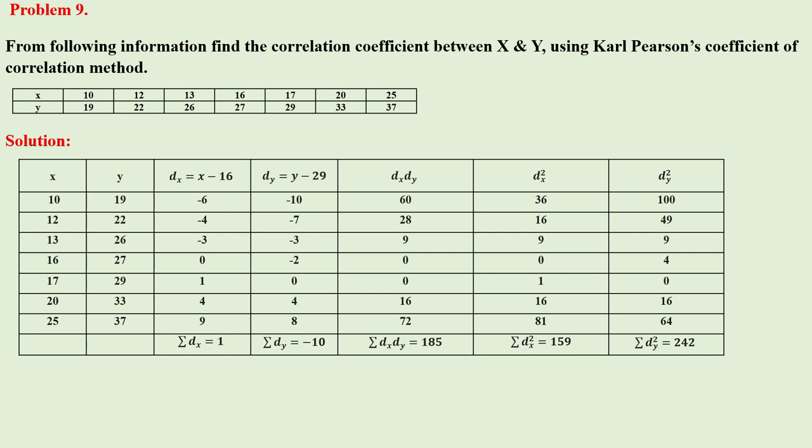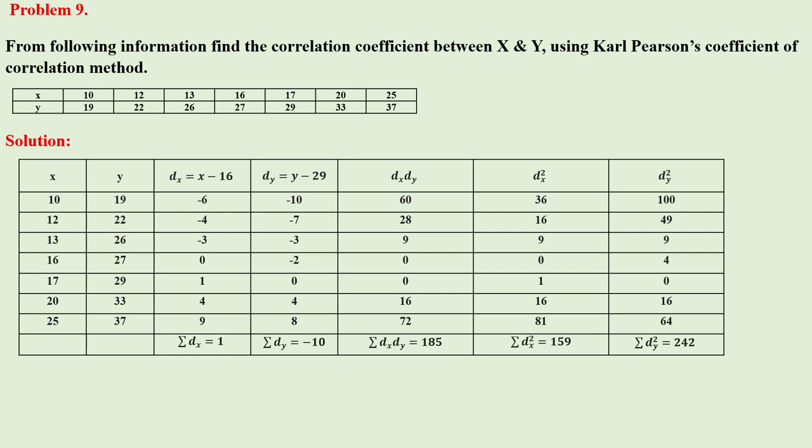So you will get dx. Adding all those values, summation of dx is equal to 1. Similarly, we are choosing b, or a y. Both are the same; I am just telling you the notations. Sometimes we use b, sometimes we use a y. So b is 29. Now we find y minus 29: 19 minus 29, 22 minus 29, etc. The last number in y is 37 minus 29. Adding all those, you will get sigma dy equal to minus 10.